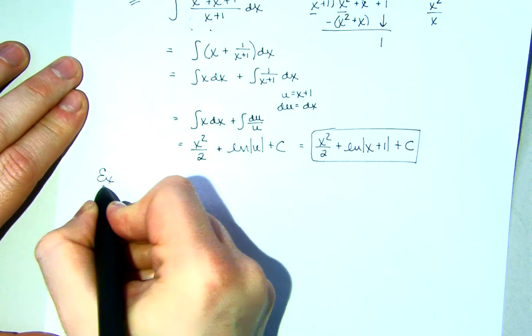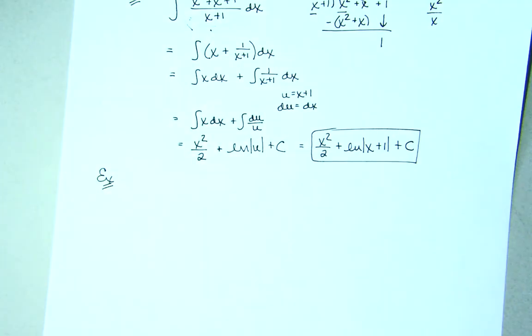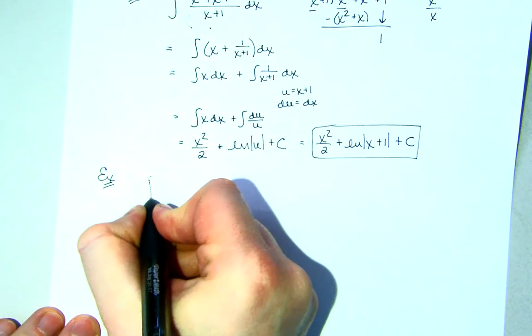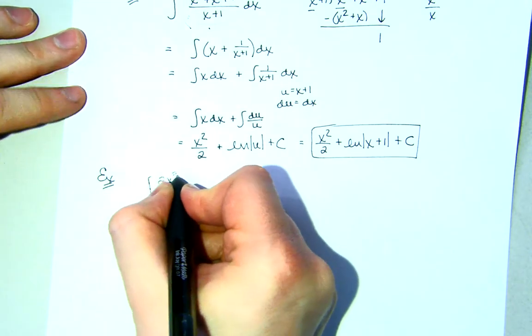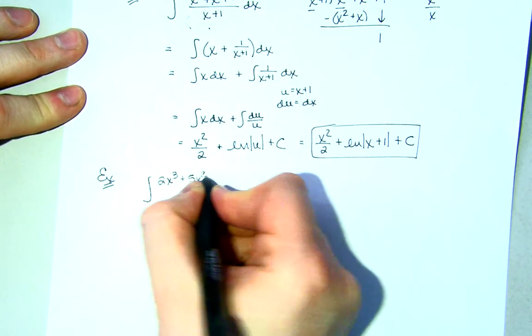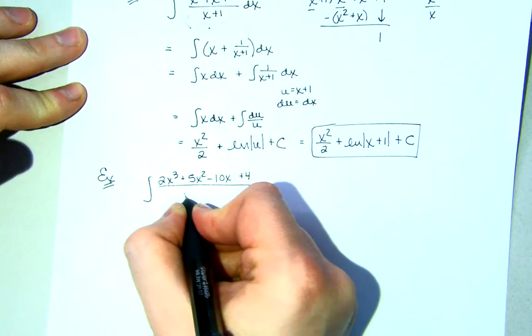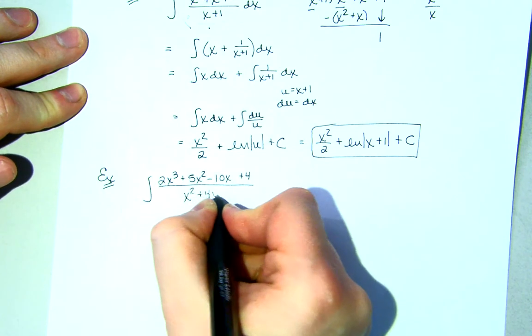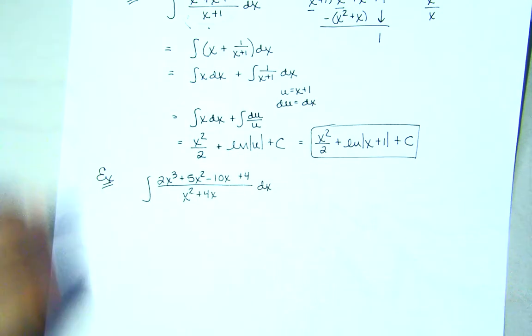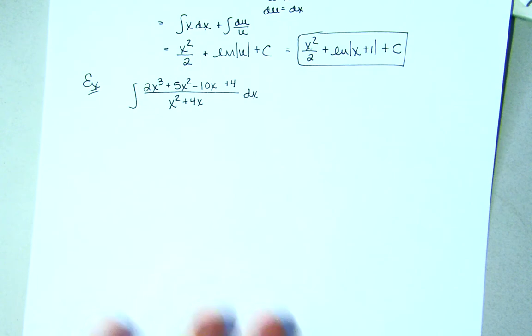Let's try this. Let's do the integral of 2x to the third plus 5x squared minus 10x plus 4 over x squared plus 4x dx. I think I'm going to kind of leave this mostly to you. What would the first step be? Why? What in the problem tells you that?